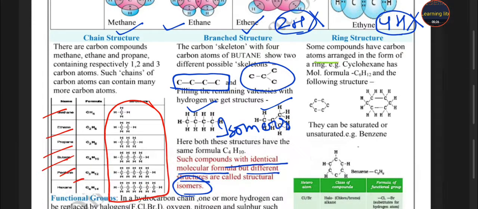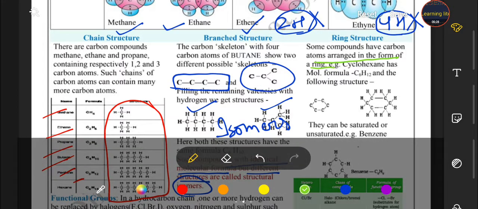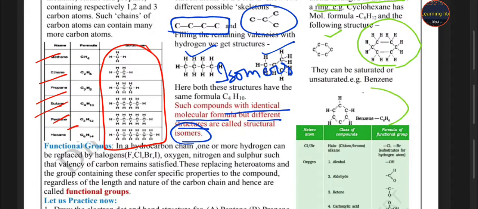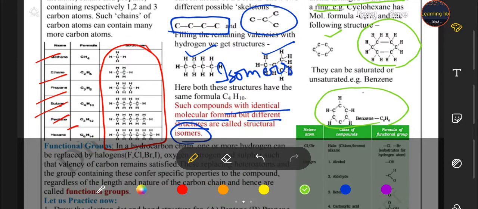Next one is our ring structure. Some compounds are arranged in the form of a ring. These are called ring structures, like cyclohexane. Hexane means 6 carbons. So students, these 6 carbons form a ring, and this is the ring structure of cyclohexane. And this is the ring structure of benzene. In benzene, C6H6, there is one double bond, one single, one double, one single, one double, one single. Alternately, single and double bonds between carbons are arranged here. Okay, and each and every carbon is bonded with one hydrogen atom.